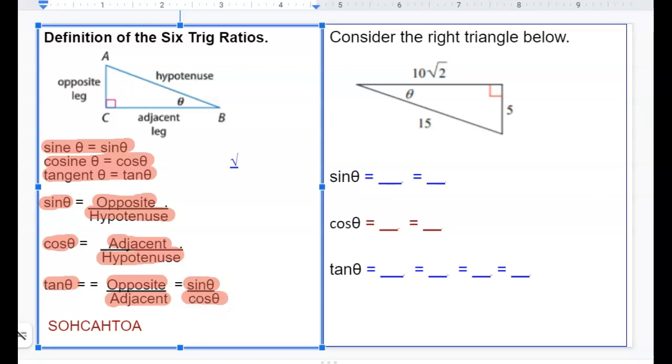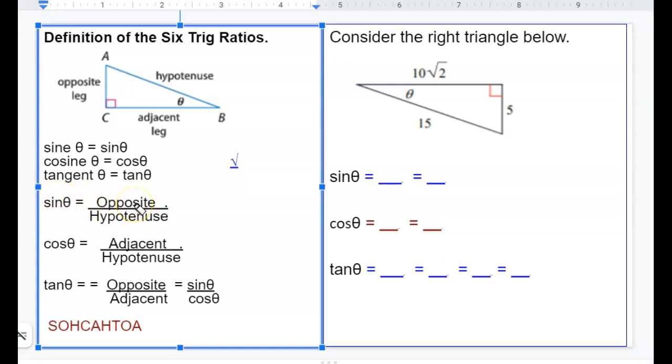So again, you have to figure out a way to memorize these definitions. They're very important. For me, I just know that for sin theta and cos theta, they all have hypotenuse at the denominator. So I just concentrate on the numerator. I know that sine goes with opposite. Every time I hear the word sine, I always think about opposite.